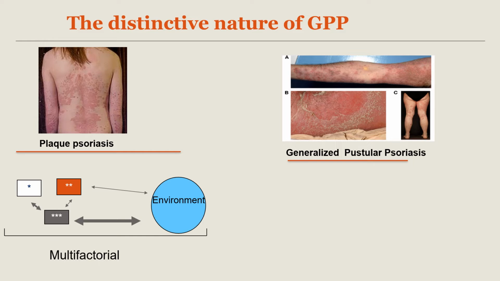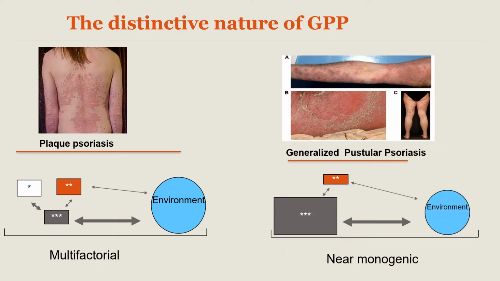Generalized pustular psoriasis, on the other hand, behaves a lot more like a monogenic disorder. I'm calling it near monogenic now for reasons that will hopefully become clear during the course of this talk. And although there is a role for environmental triggers in GPP, we also know that in most patients the genetic component of the disease is driven by mutations in a single gene. And these mutations are rare, deleterious variants of large effect.